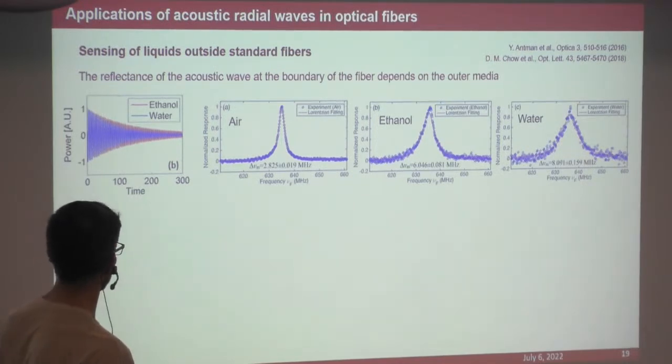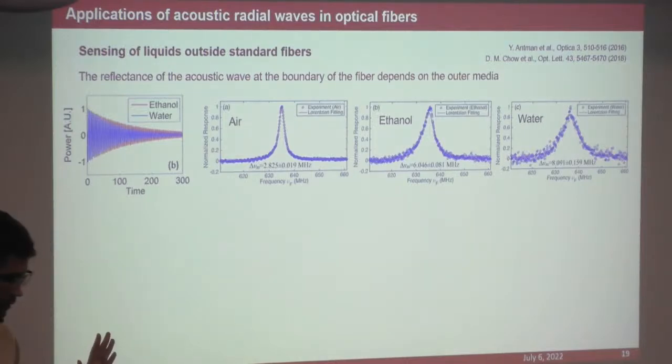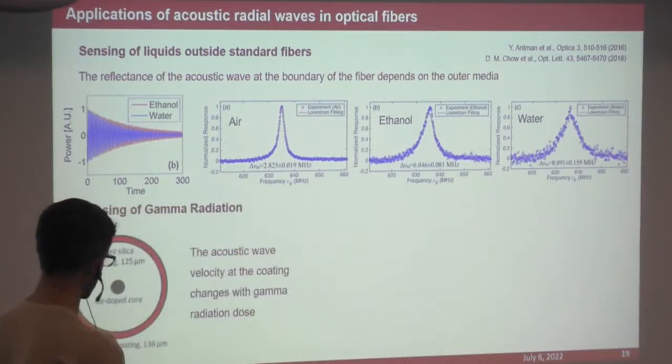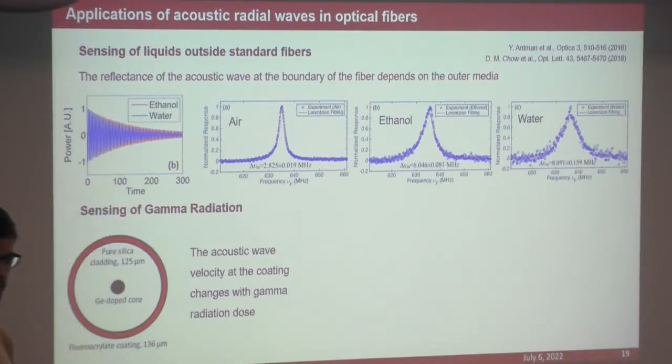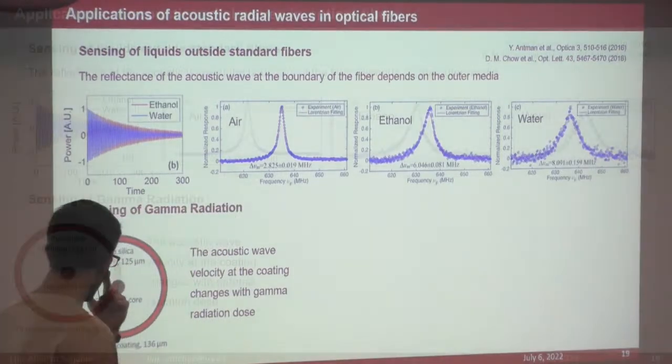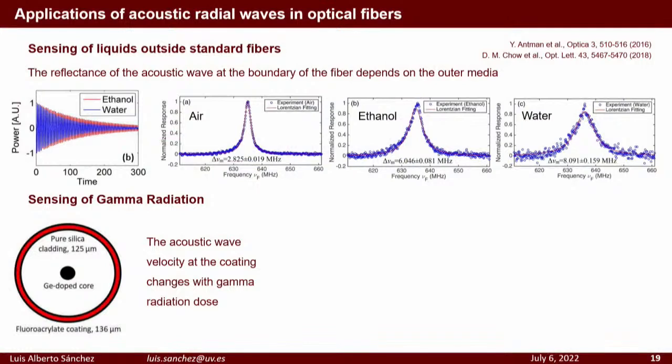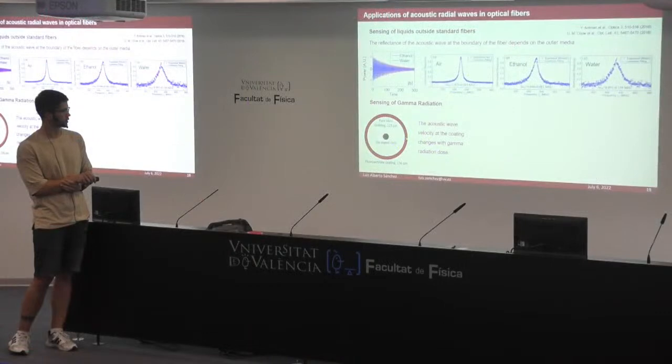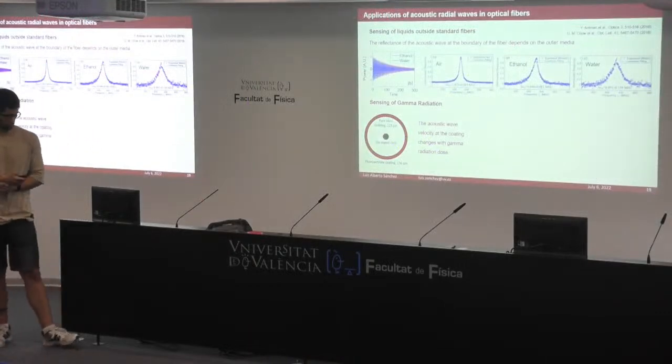And the last application that is maybe more exotic is sensing of gamma radiation. So there are also applications of this kind of acoustic waves to sensing gamma radiation. What they do is they put a coating around the fiber, a fluoroacrylate coating. This coating is sensitive to gamma radiation. And what happens is that the acoustic wave velocity at this coating will change with the gamma radiation dose.